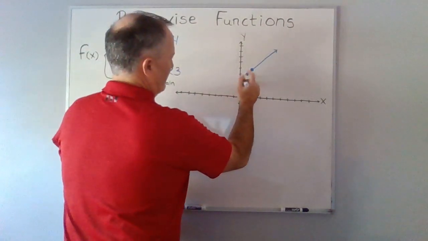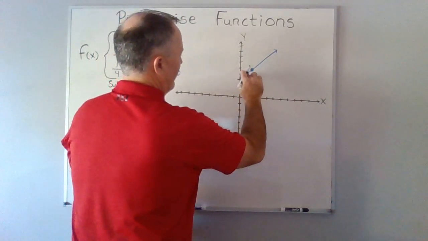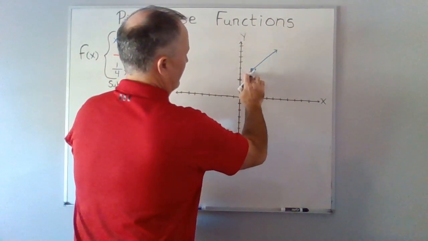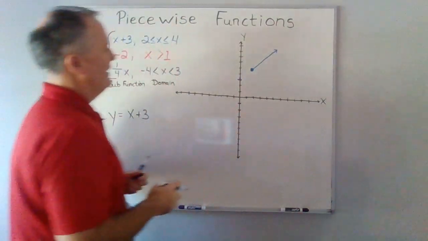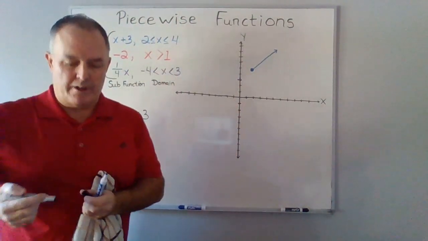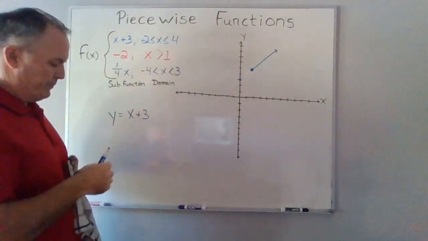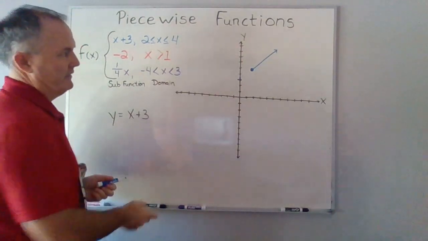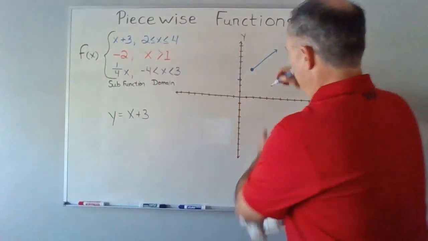Put that little tick mark back on there. There we go. I don't need that part. So that's the starting point. That's my lowest point on my domain. The highest point would be 4. All right, so I'm going to go over to 4.